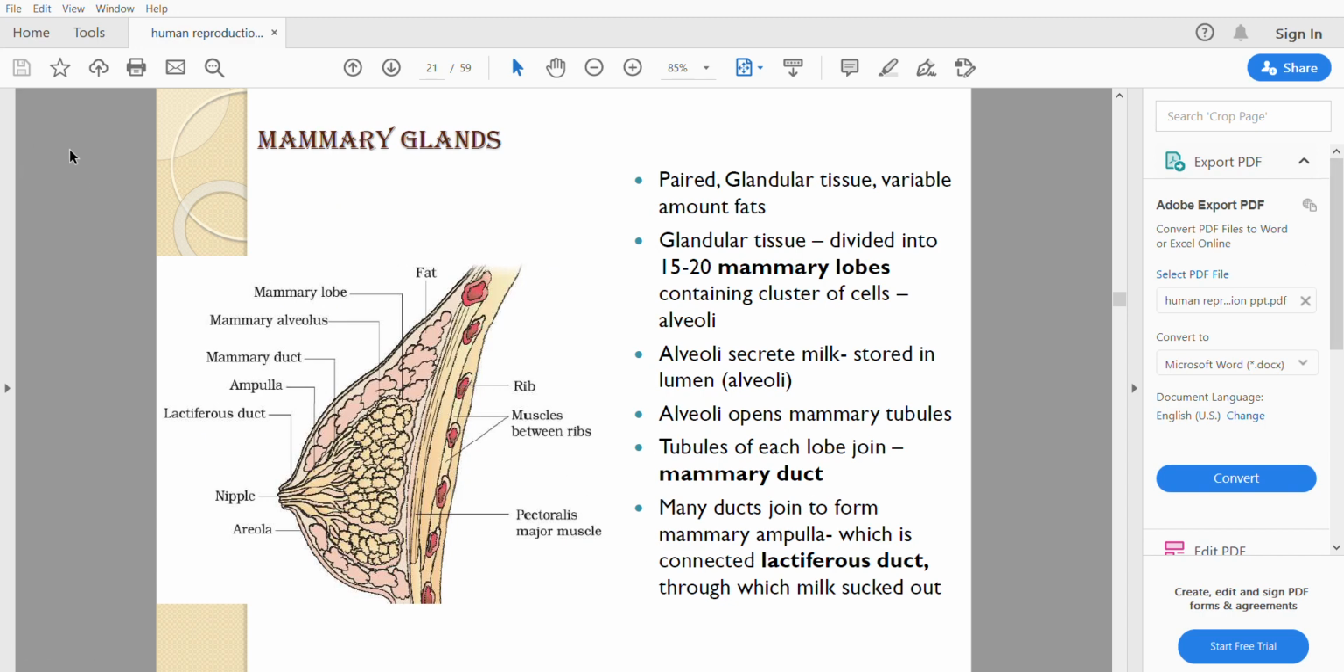Along with that, you have to see about the mammary glands. The mammary glands are paired glandular tissue. They are present in both male and female, but in the female they are well developed to nourish the offspring. That is the role of these mammary glands. So that is it. I will explain the mammary gland in the next video.